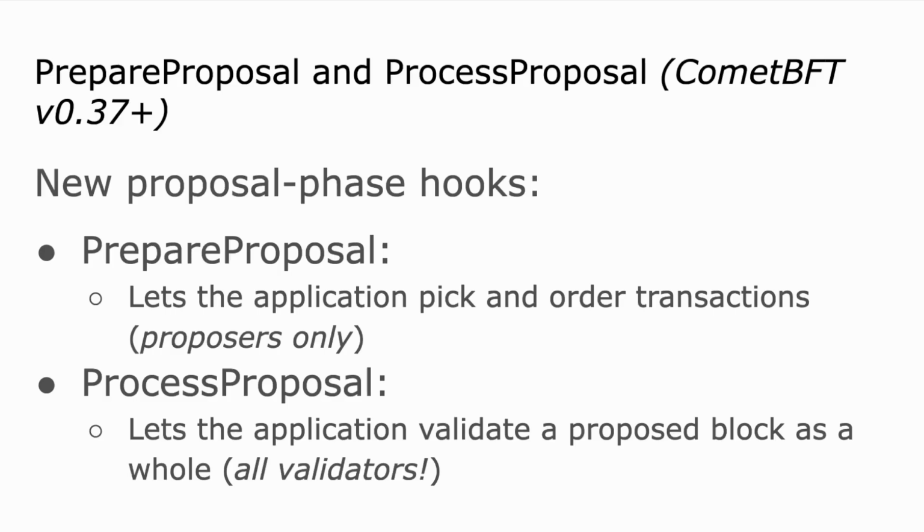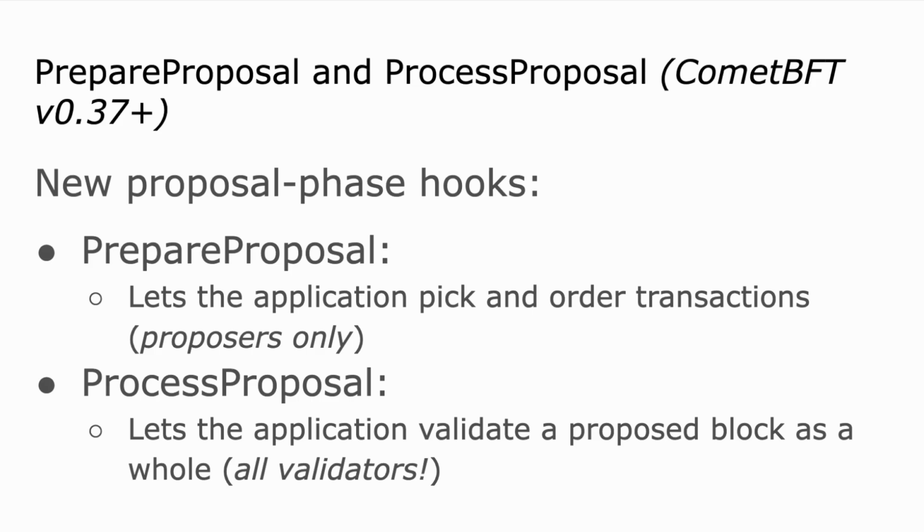Now let's take a look at ABCI++. These are major changes that were recently introduced, and they were introduced incrementally across the 0.37 and 0.38 CometBFT release series. So let's take a look at those. The first set of changes were included in the 0.37 release series. The basic idea here was to give the application more control during the proposal phase of consensus. That's the part of consensus where a block is being constructed and evaluated prior to votes being cast.